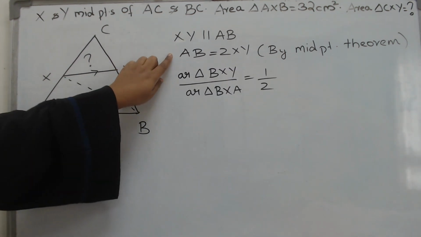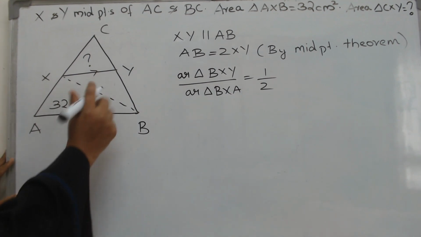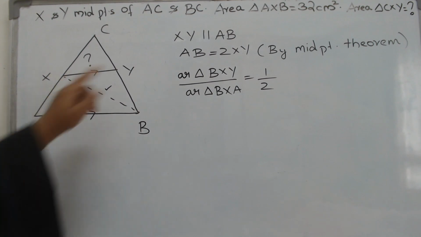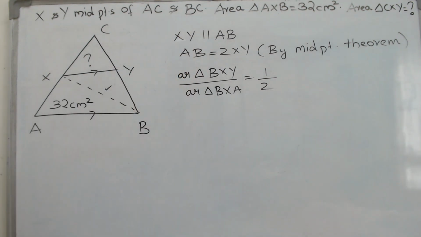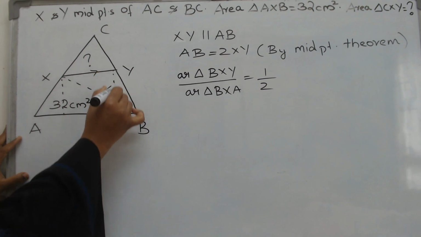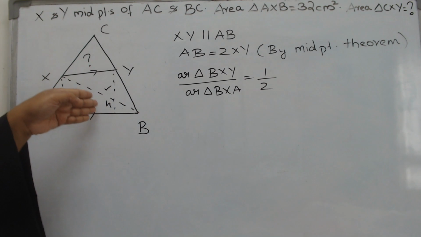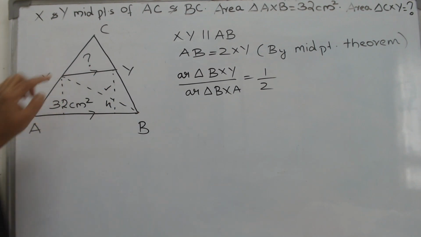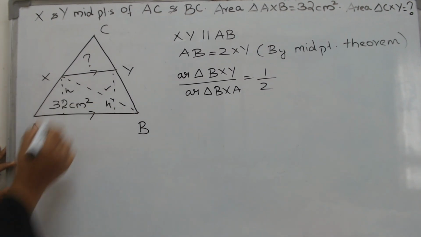So using this information, we can deduce that the ratio of these two areas is also 1/2. How do we deduce this from this information? XY is parallel to AB, which means what? Given any two parallel sides, their height is always a constant. Whichever place you take, the height between two parallel sides is always a constant. Say, suppose let the height be h.